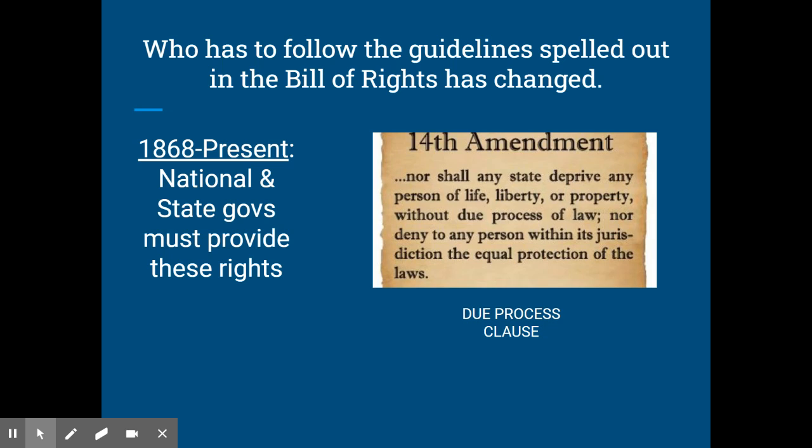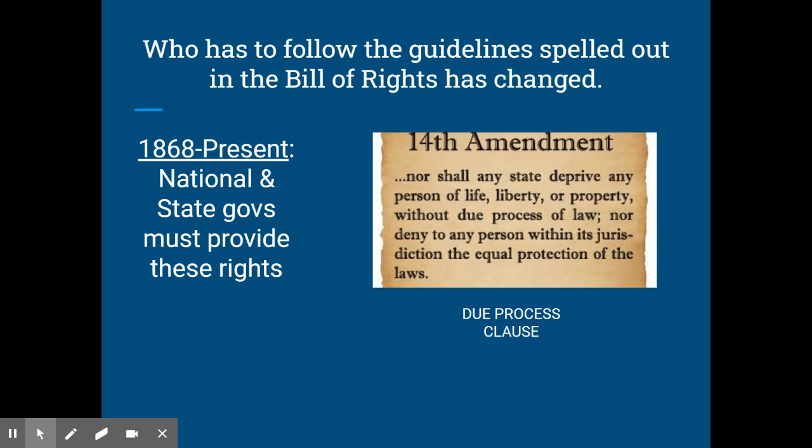That changes in 1868 with the passing of the 14th Amendment. So the 14th Amendment due process clause. The 14th Amendment is important for a couple different reasons. One of the reasons is that it basically gave African Americans that were formerly enslaved citizenship. But one of the other things it does is it says, nor shall any state deprive any person of life, liberty, or property without due process of law. This is known as the due process clause.